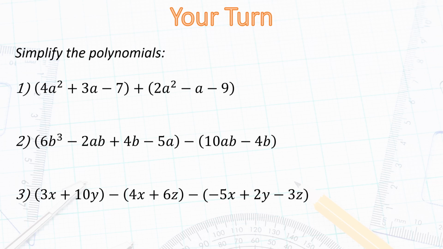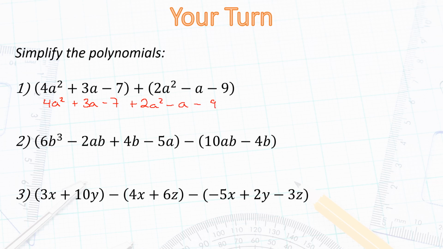Okay, so hopefully you've tried all these yourself. Let's go through them together. First one, 4a squared plus 3a minus 7. It's a plus, so I don't have to change anything. And I've got 2a squared minus a minus 9. So nothing's going to change about these, so I can just write them out.